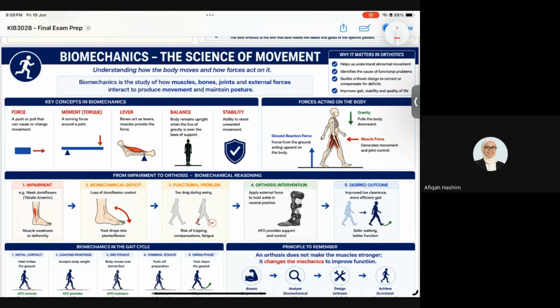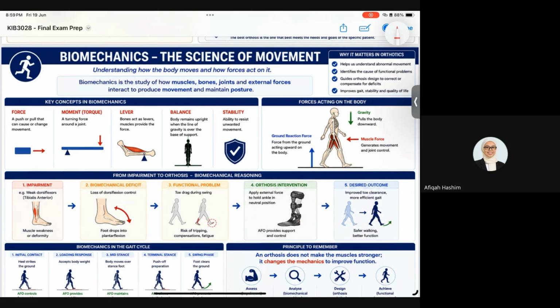And finally, you can finish with the final outcome. What does all of this achieve for the patient? The desired outcome, number 5. Usually the answer is something like improved walking efficiency, better stability, reduced risk of fall, reduced energy expenditure, or improved independence. So the structure is actually very simple. Problem, muscle involved, the joint movement that becomes abnormal, the biomechanical consequences, and then how the orthosis changes the biomechanics, and then finally describe the functional outcome.